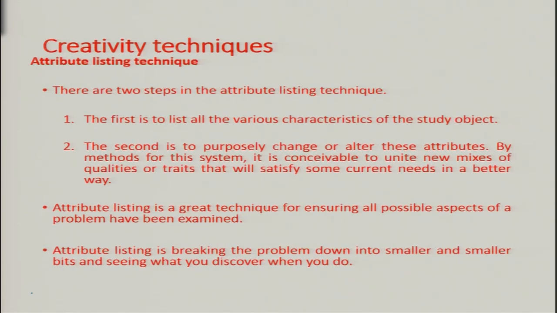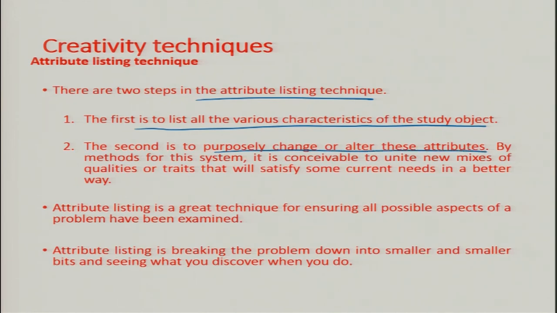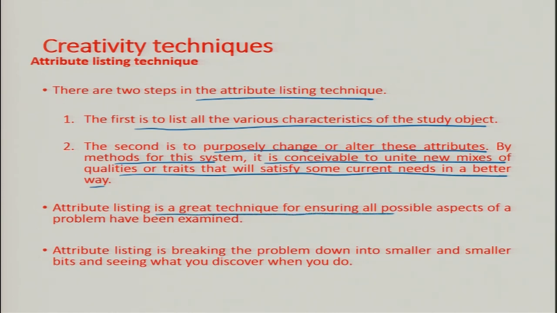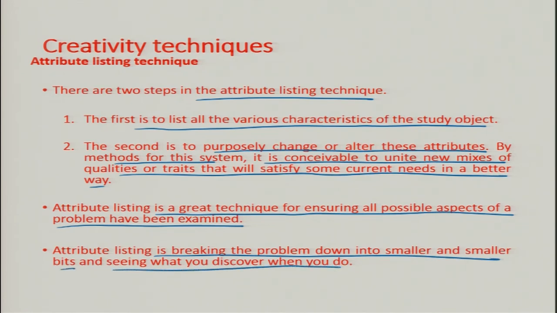Then is attribute listing technique. There are two steps in attribute listing technique. First is to list all the various characteristics of the study object. The second is to purposely change or alter these attributes by methods for this system. This is conceivable to unite new mixes of qualities or traits that will satisfy some current needs in a better way. Attribute listing is a great technique for ensuring all possible aspects of problems that have been examined. Attribute listing is breaking the problem down into smaller and smaller bits and seeing what you discover when you do.